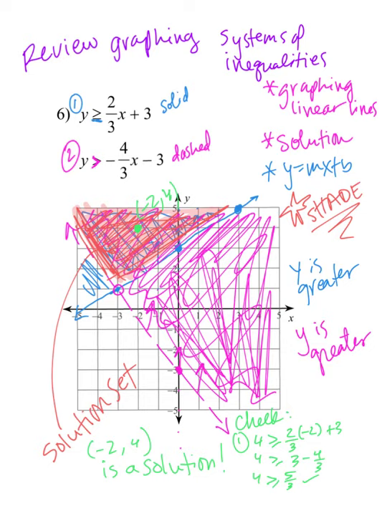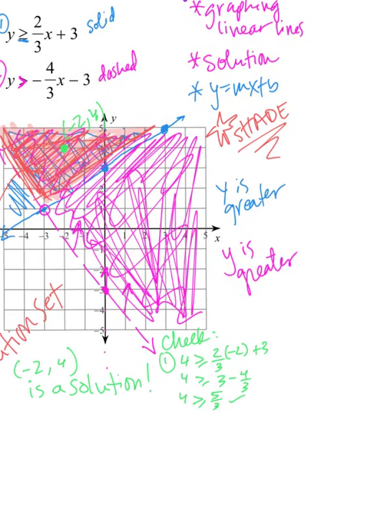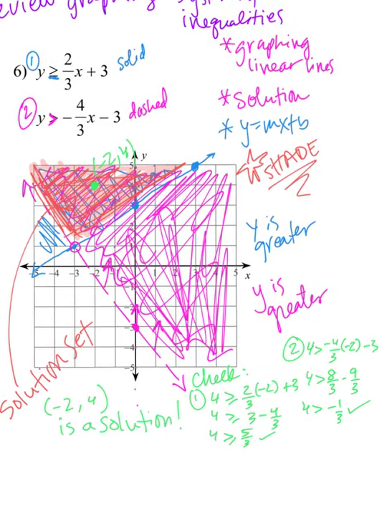I'm kind of out of space, and I'm wondering, oh, I can scoot up or over. Cool. Okay, so check for number 2. 4 is greater than, strictly, negative 4/3 times negative 2. So that's going to be positive. 4 is greater than 8/3 minus, I'm going to make this 9/3. 4 is greater than negative 1/3 for sure. Okay, yes, we did it. Thank goodness. I'm going to plop that right there.